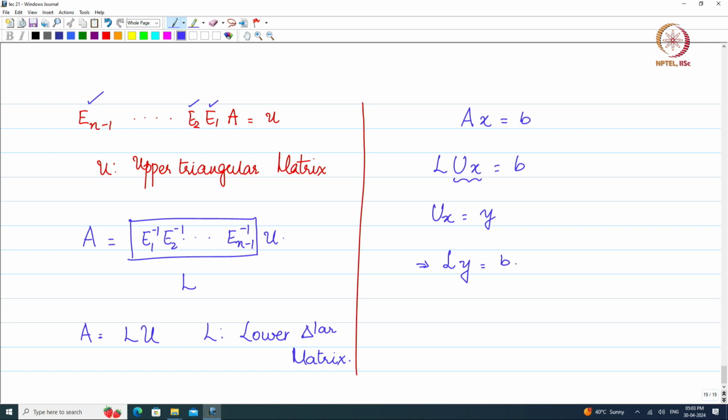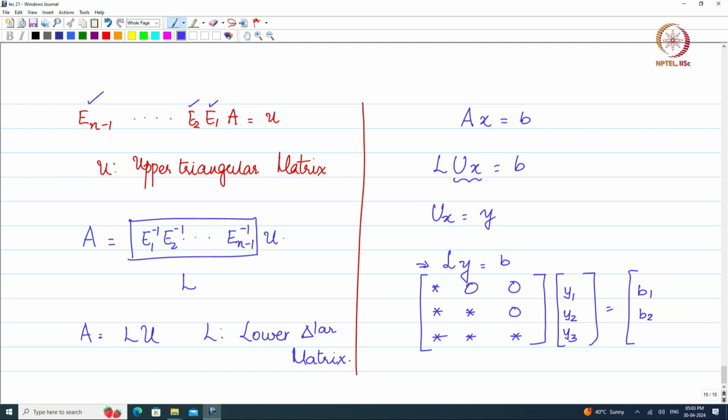Now, Ly is equal to B, if you look at the structure of this system of equations, I am going to have something like this, a non-zero element here. These two are going to be 0. I am going to have two non-zero elements here, this is going to be 0. I am going to have all these three non-zero elements. So, you are going to basically get the lower triangular matrix times y1, y2, y3 is equal to b1, b2, b3.